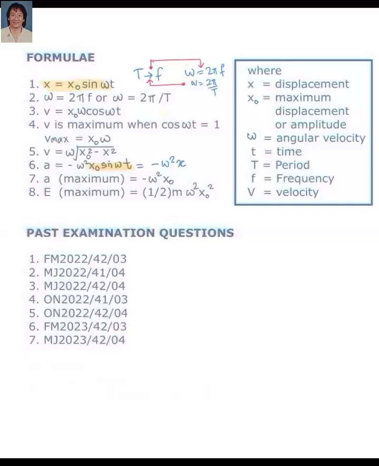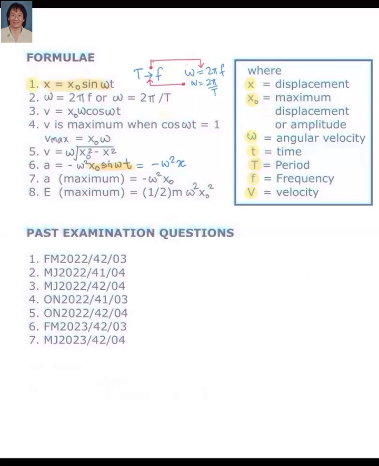These are the formulae that you need to know in this chapter. But before we understand what the formula means, we need to understand what the symbols represent. X represents the displacement. XO represents the maximum displacement or the amplitude. Omega represents the angular velocity. Small t represents your time. And this capital T represents the period. F represents frequency. And V represents velocity.